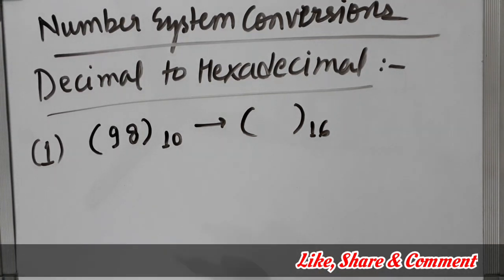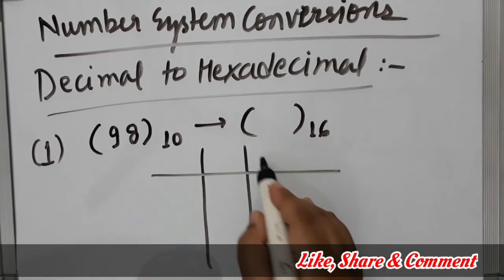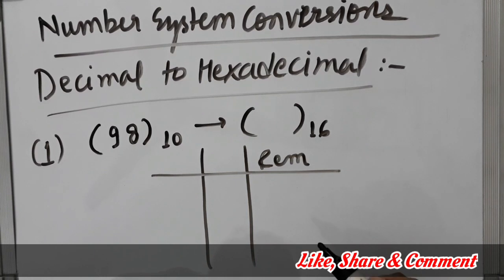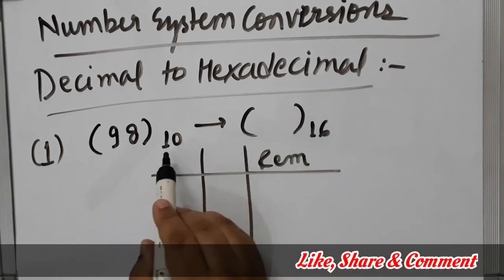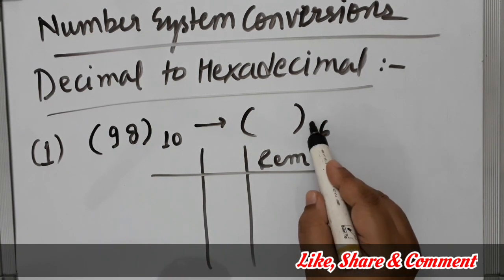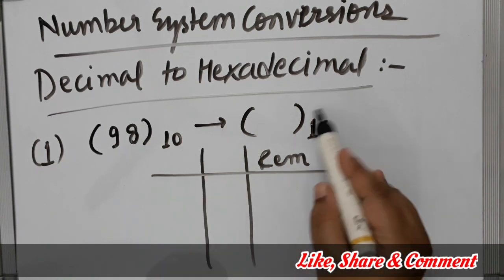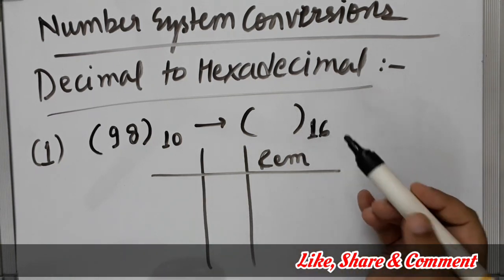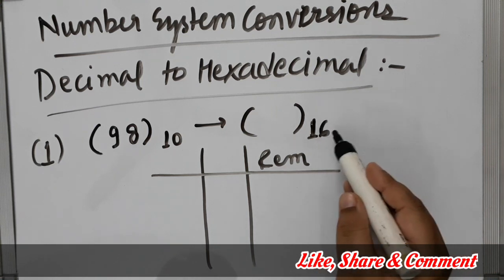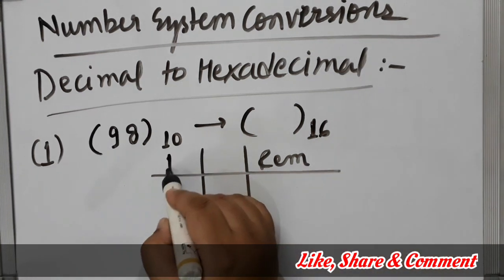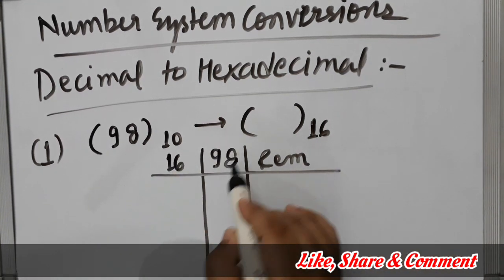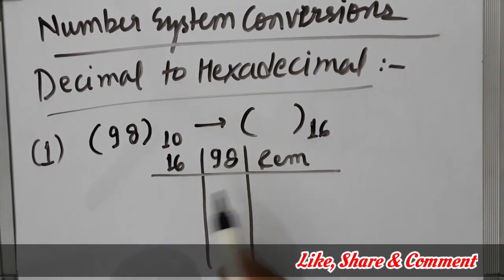Here you can see that I have taken 98 in decimal to base 16, that means hexadecimal. It's really simple. In the previous conversions also we have seen that whenever we are converting from decimal to any other number system, we take the number which is the base of the answer portion. In the output we will be getting hexadecimal, so we will be taking 16 here to divide this. You should know the table of 16 here.